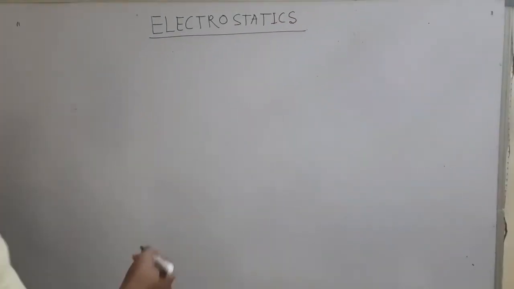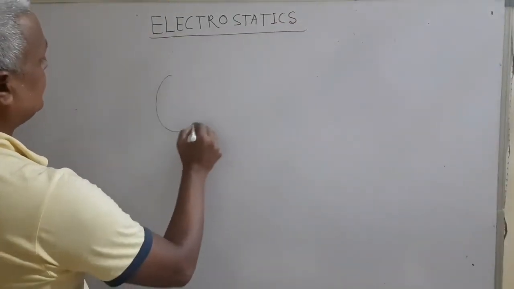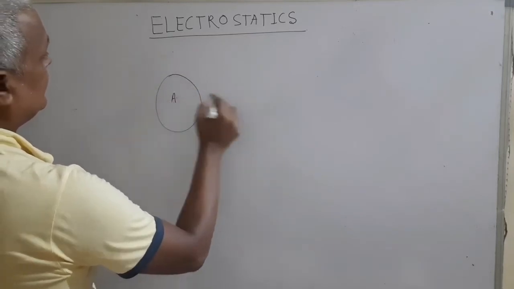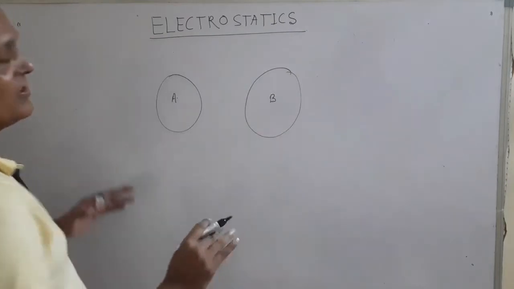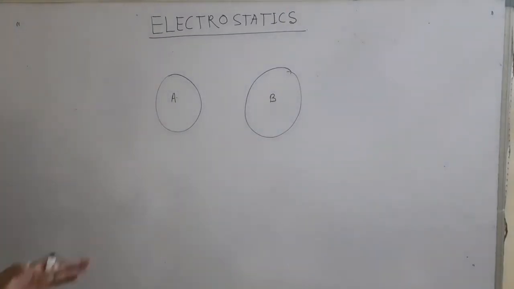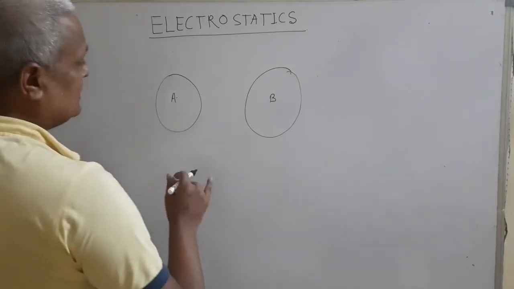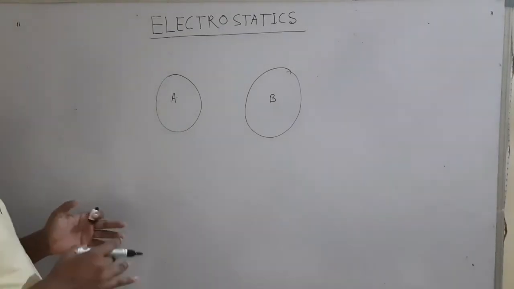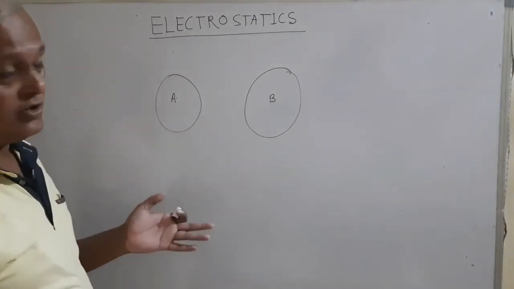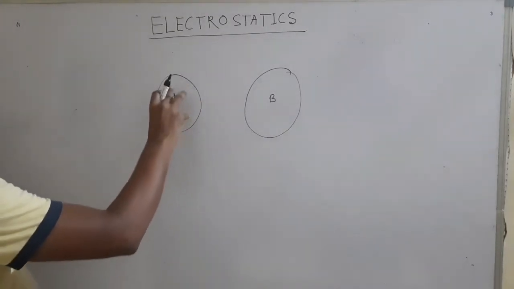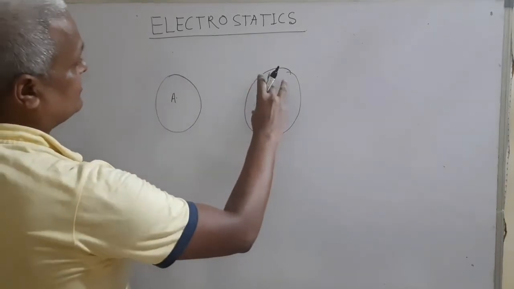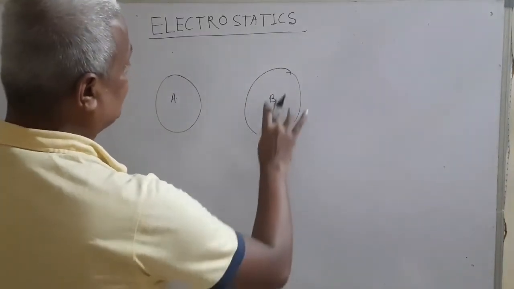Back to the discussion. Now suppose I have a body A and a body B. Both are made of conducting materials, both are good conductors, but right now they do not have any charge on them. It doesn't mean they have no charge; overall the charge is zero. It means they have an equal amount of positive and negative charge here, and an equal amount of positive and negative charge here.